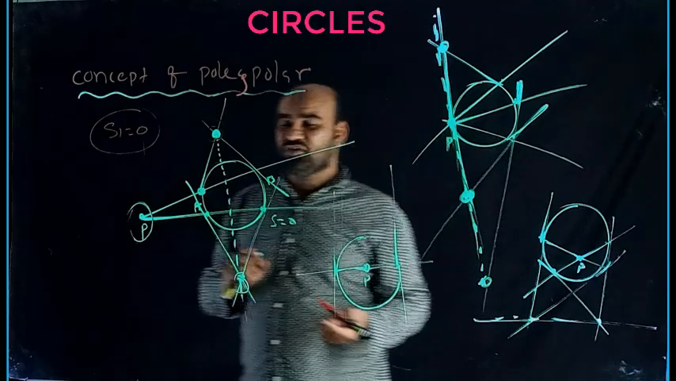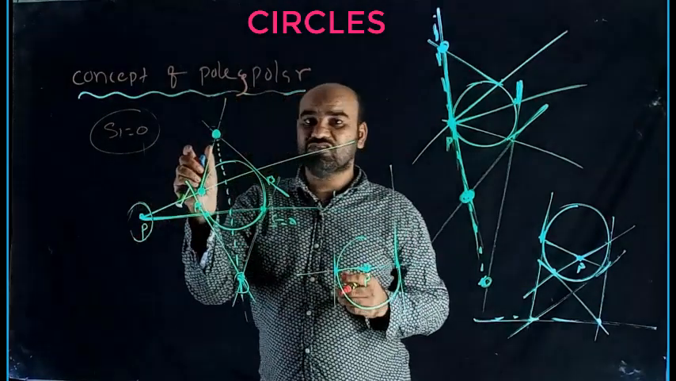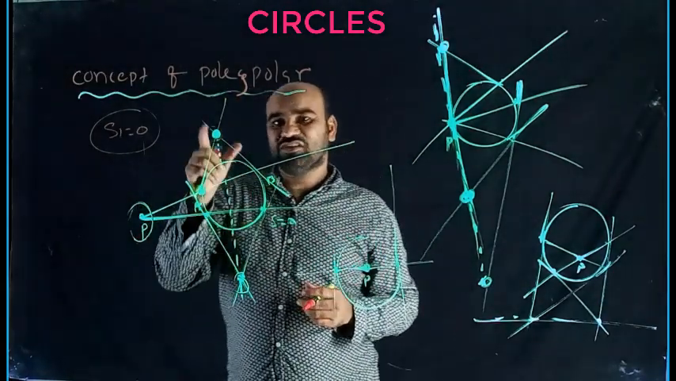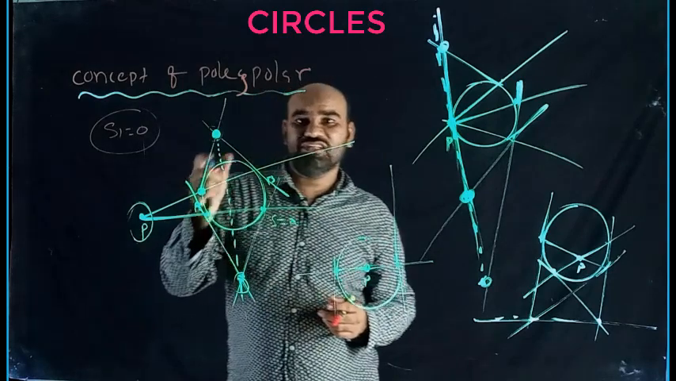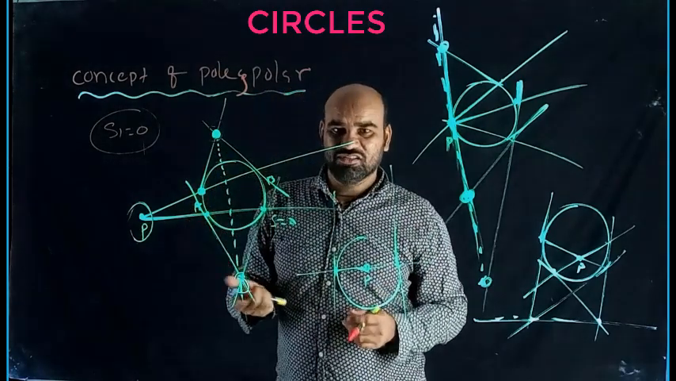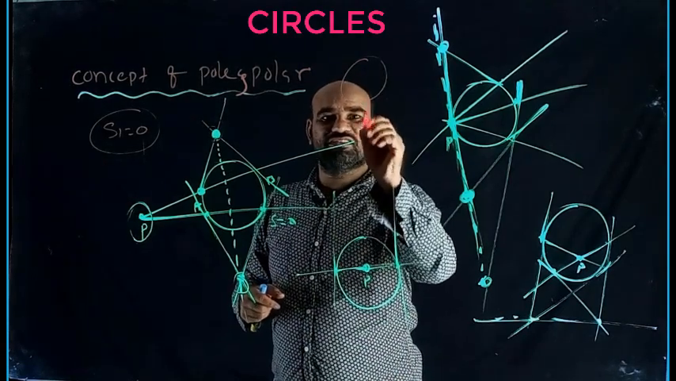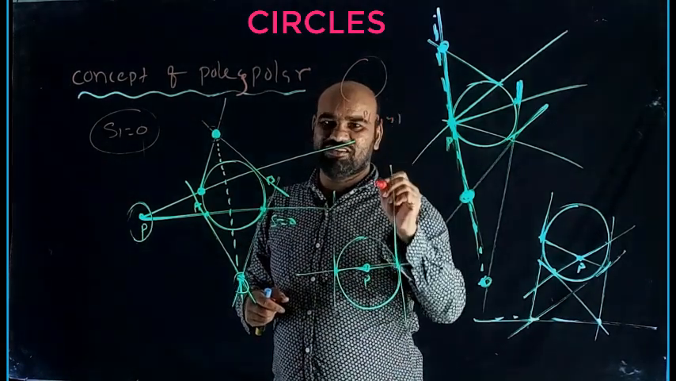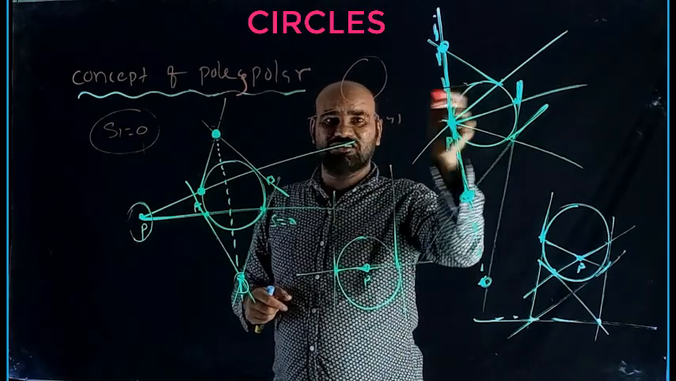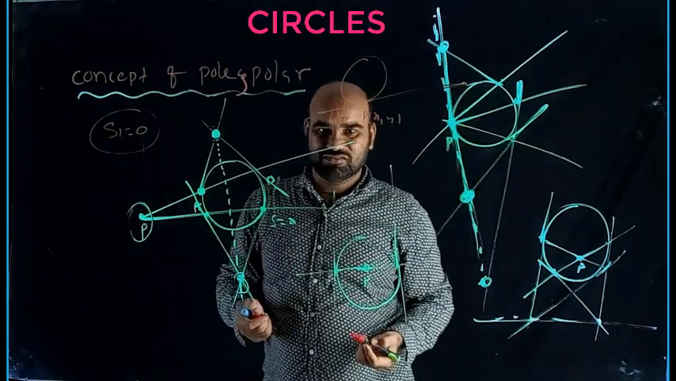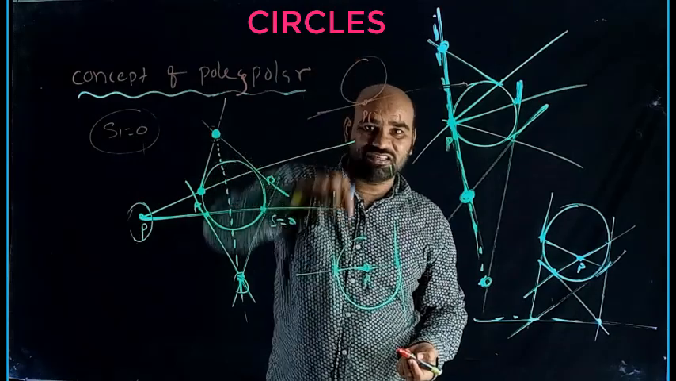So S equal to 0 sometimes is the equation of the tangent, sometimes the equation of the chord of contact, sometimes it will become the equation of the polar. Situations are different. For example, this is a circle. Here P is (x1, y1). Through this point you can draw a tangent. The equation of this tangent is S1 equal to 0. In this situation, P is on the circle.